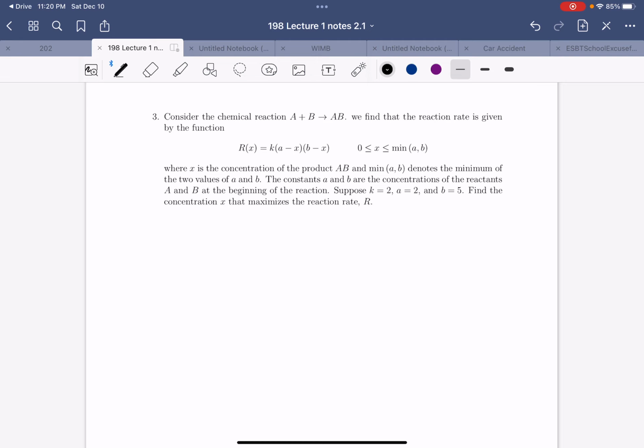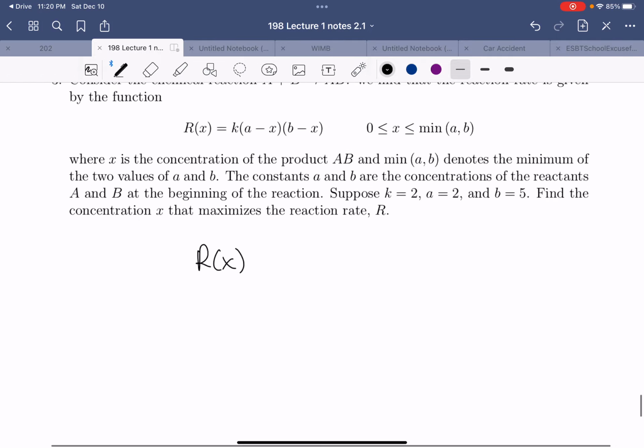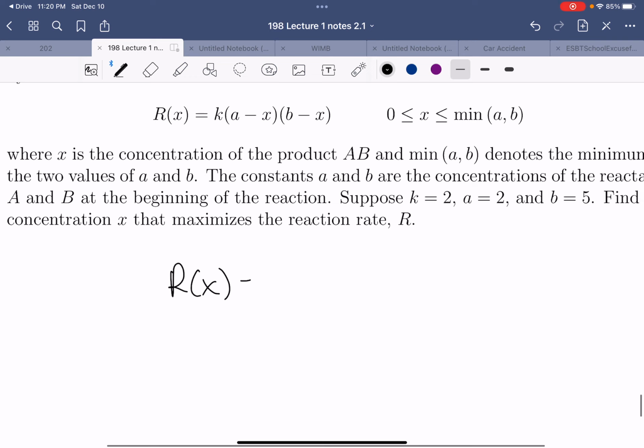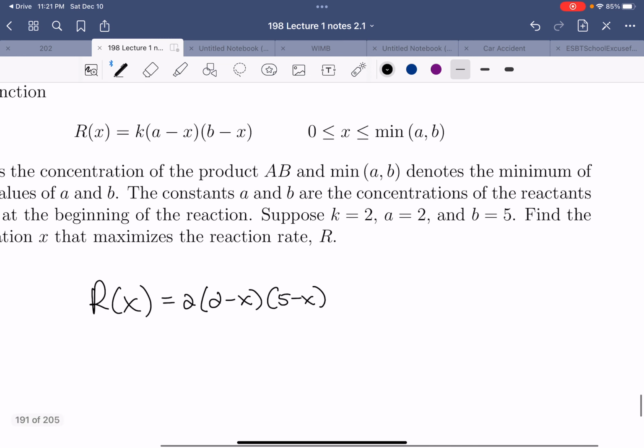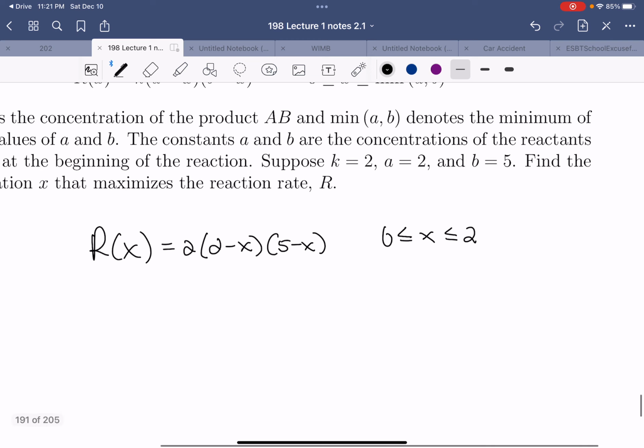All right, now they're going to tell us what K, A, and B are. So that's going to give me my reaction rate. So R of x is going to be 2 times (2 minus x) times (5 minus x). Okay, and we know that 0 is less than or equal to x, less than or equal to the minimum of A and B. Well, A is 2 and B is 5, so the minimum of those two would be 2.